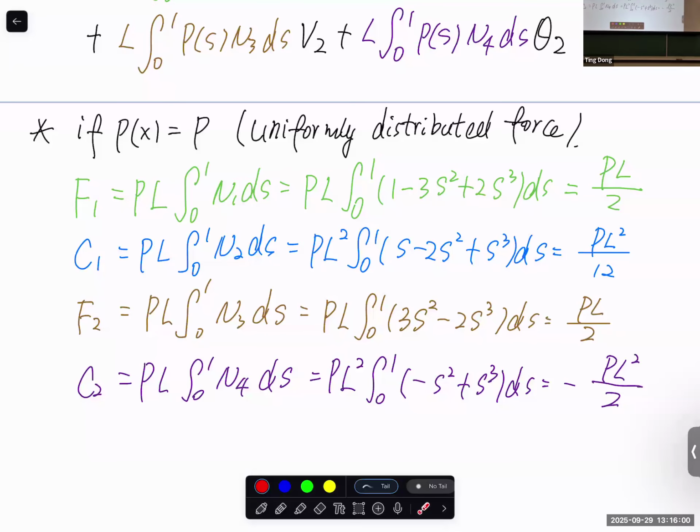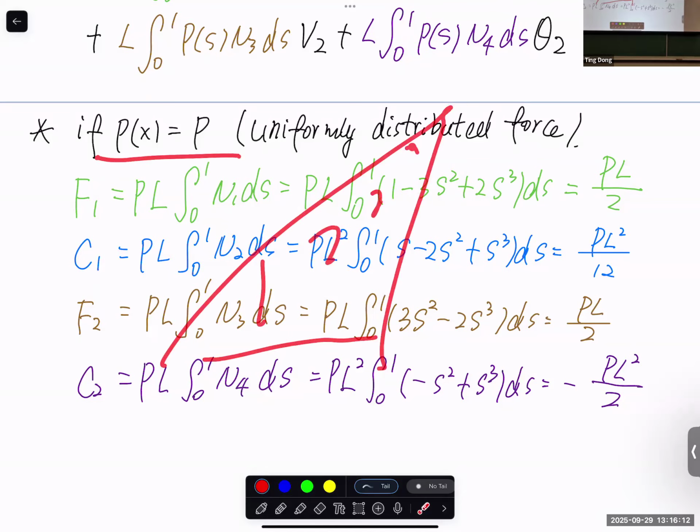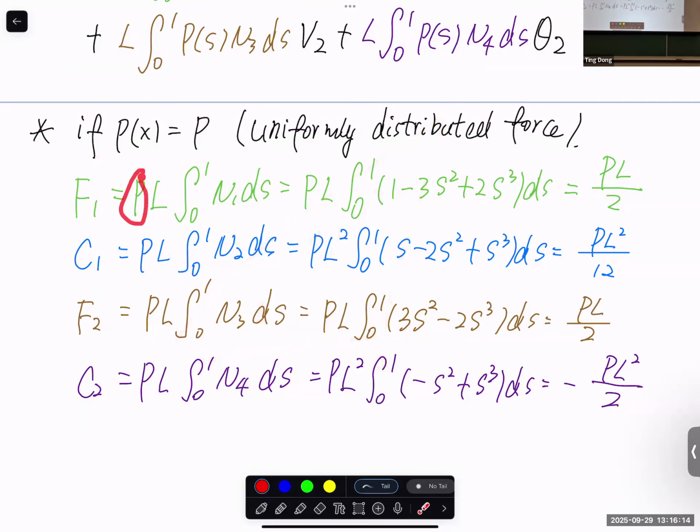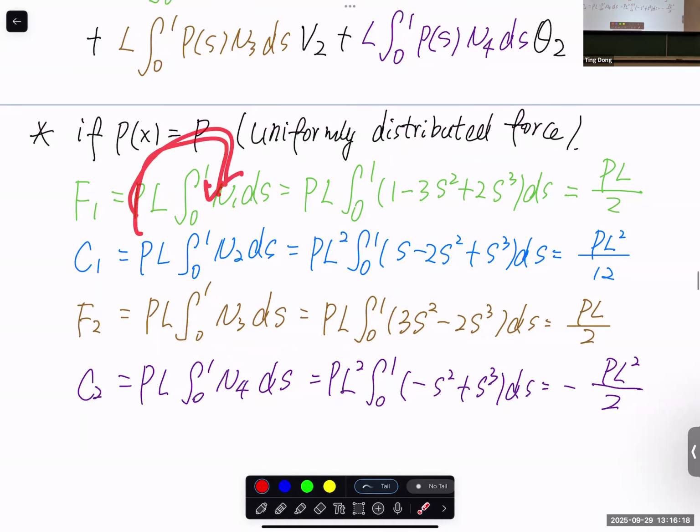So this is a similar situation. Of course, we plug in Px equal to P, or Ps equal to P. In your homework, you need to figure out the Ps expression for that linear distributed force. And then you plug in, and of course, when Ps is a function of s, you cannot simply take it out of the integral. You need to put it back here and do the integration for each component, and then calculate the equivalent force. Any question?